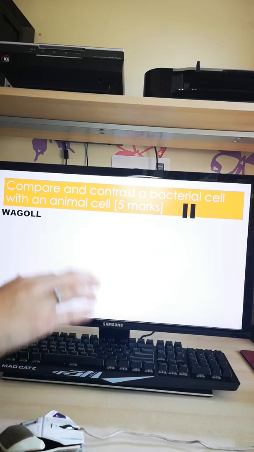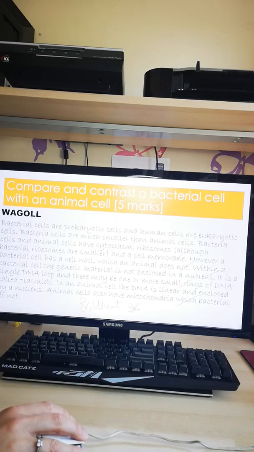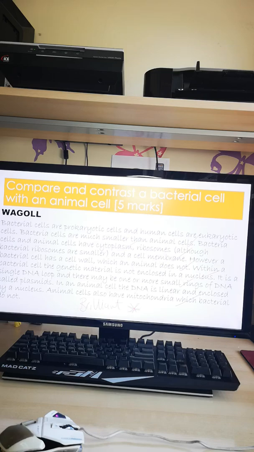So I'm going to show you it marked now, okay? The first line they wouldn't have got any mark points for because I think they were just getting going. Bacterial cells are prokaryotes and human cells are eukaryotic cells. It's not really answering the question. Well, then they do start to have a comparison, and there are both similarities and differences, which is what we need in the compare and contrast.